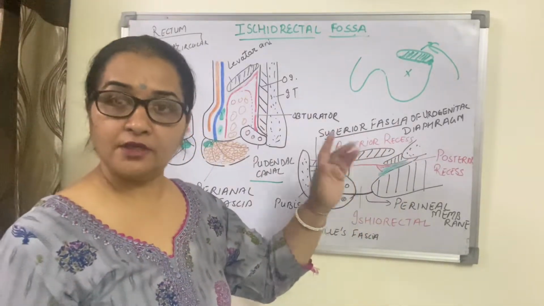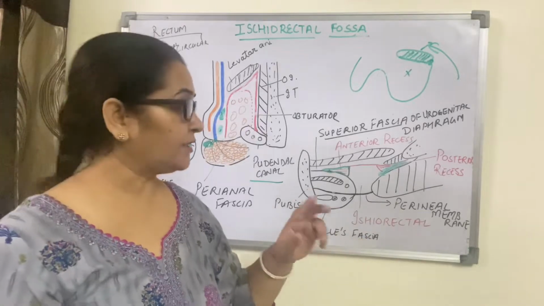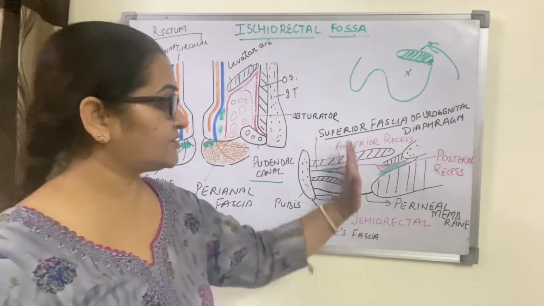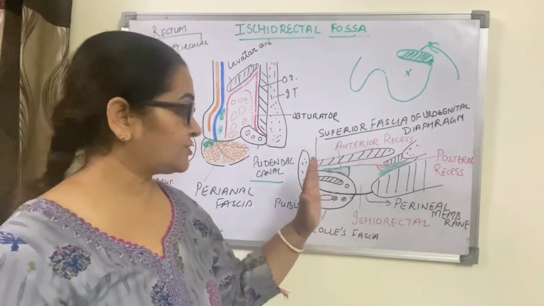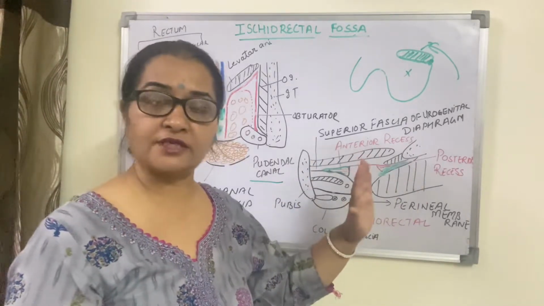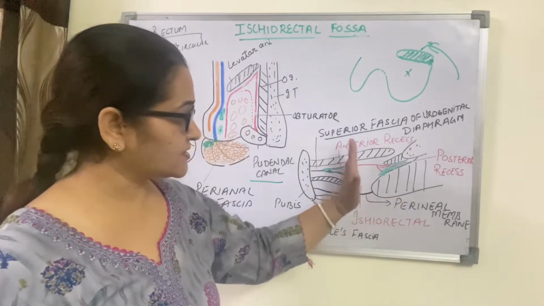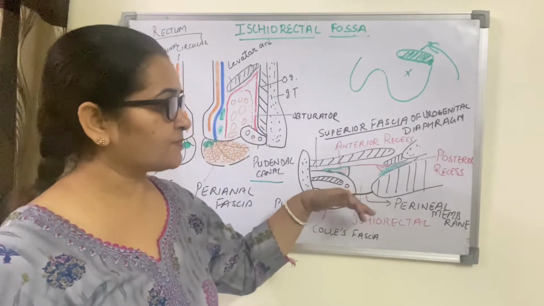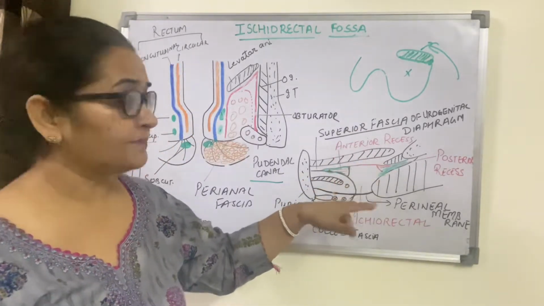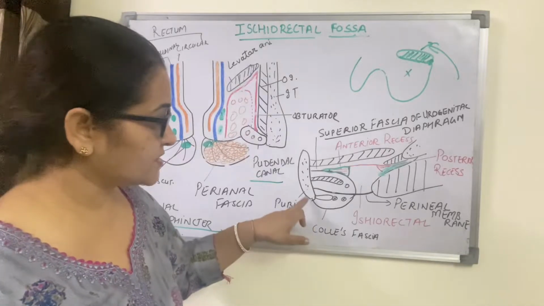If we see in my previous lecture, I have shown you that imaginary line, it divides the region into two triangles, that is the urogenital triangle and the anal triangle region. So our concern is this portion which is present in the anal triangle region. Now what is this? This is Colles fascia.